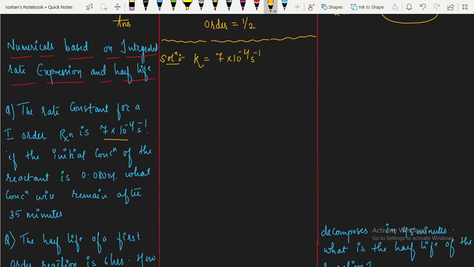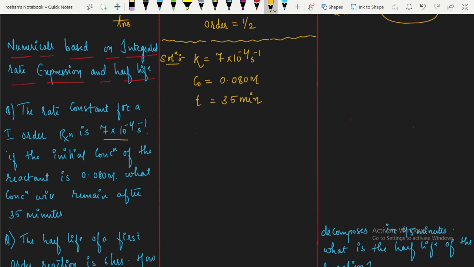If the initial concentration of the reactant is 0.080, initial concentration of the reactant meaning students it is C0, it is going to be 0.080 molar. What concentration will remain after 35 minutes? That means they are giving you the time duration, and that is around 35 minutes. And they have asked what concentration will be left behind. That means they are asking you to calculate the value of Ct.